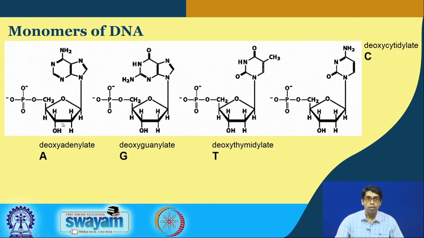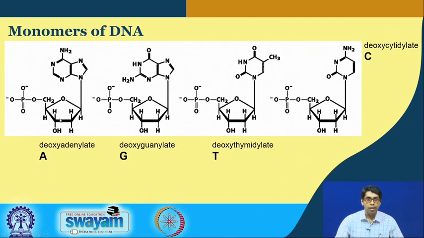Here we see the monomers of deoxyribose nucleic acid, that is DNA. We saw that these monomers have 3 different components. One is the nitrogenous base, which is attached to this deoxyribose sugar, and the third one is the phosphate group. The phosphate group is attached to the 5th carbon through a phosphodiester link, and the nitrogenous base is attached to the 1st carbon of the deoxyribose sugar.